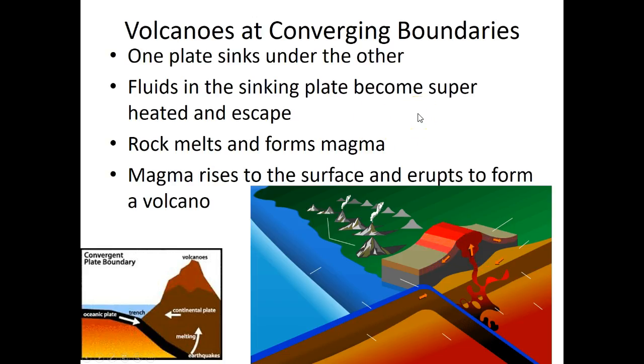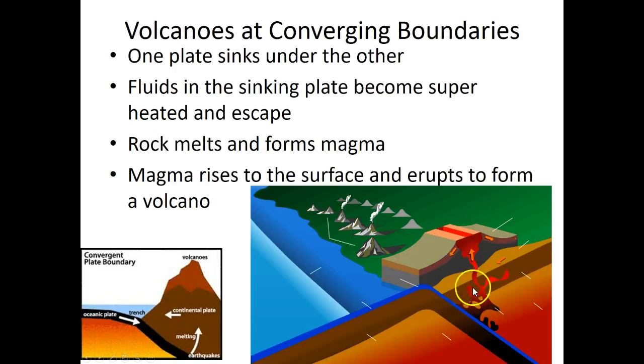Volcanoes at converging boundaries are a little bit different. So remember, at converging boundaries, the two plates will actually come together. And sometimes one plate will sink underneath the other one. So we call that subduction. And remember, it makes a trench. So we can also see subduction here from the oceanic plate into the continental plate.